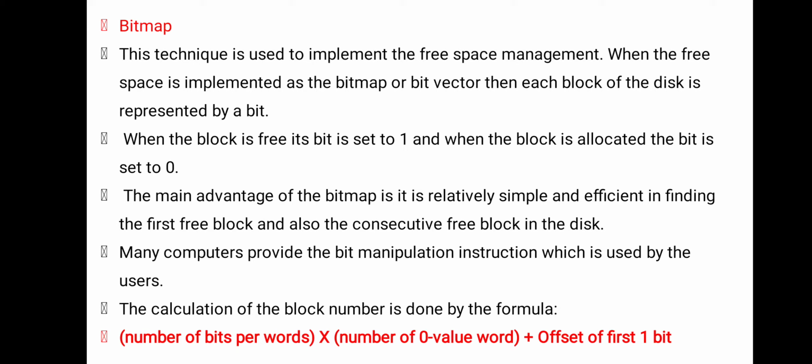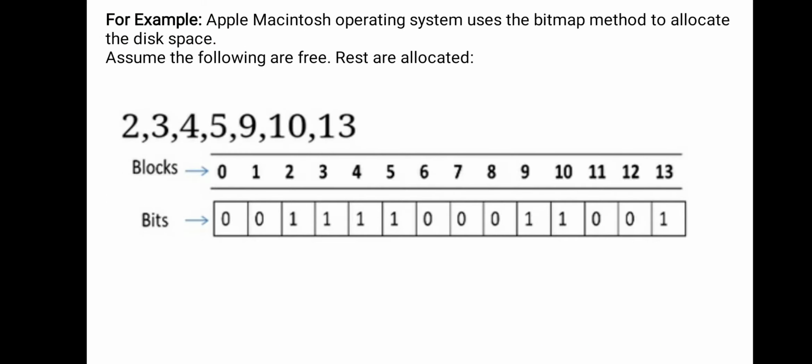Next, many computers provide bitmap manipulation instructions which are used by the users. I mean, most of the computers are using this free space bitmap management technique. The calculation of the block number is done by a formula: number of bits per word times number of 0-value words plus the offset of the first bit. See, there is no need to think about this formula because it is done internally. Let us just see one example.